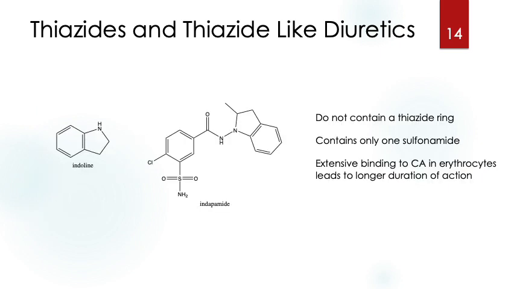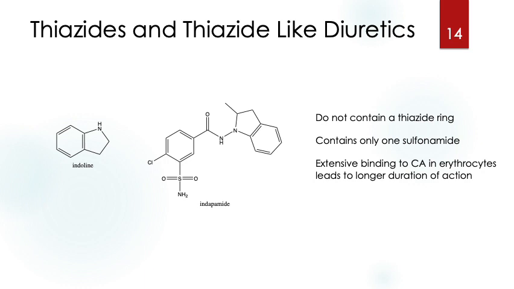Finally, the last group that we're taking a look at in the thiazide-like diuretics are the indolin derivatives. The indolin derivatives are represented here by indapamide. Indapamide is the only one that contains only one sulfonamide. You notice here they only contain one sulfonamide. They do not contain a thiazide ring at all, and they also are bound extensively to carbonic anhydrase in erythrocytes, and they lead to longer duration of action.